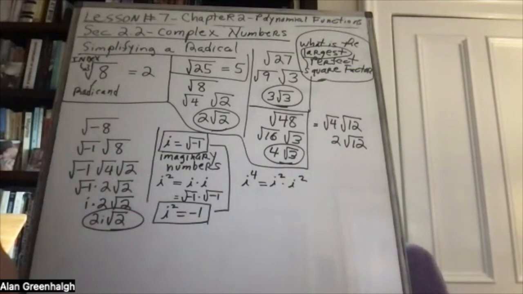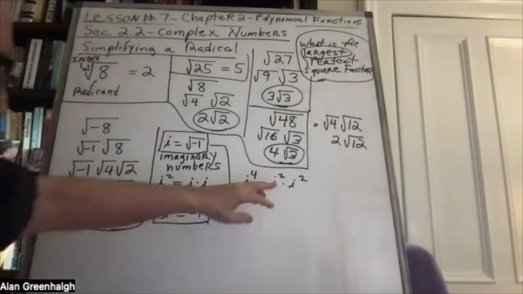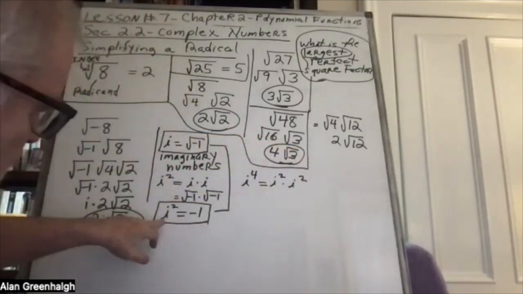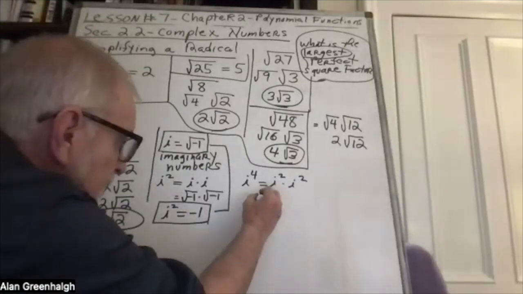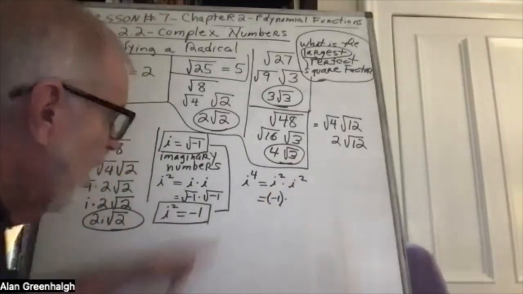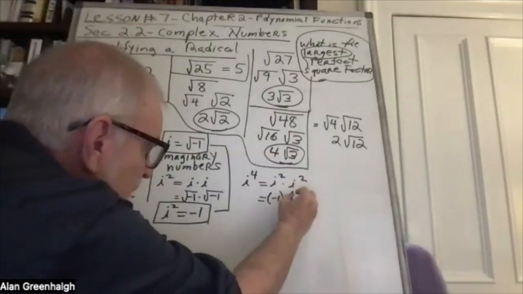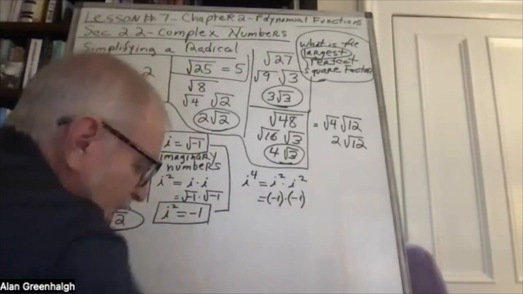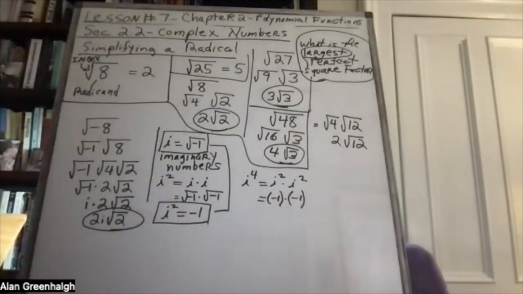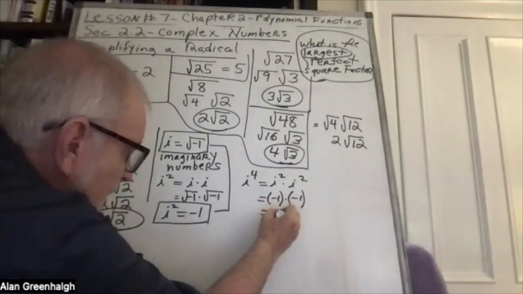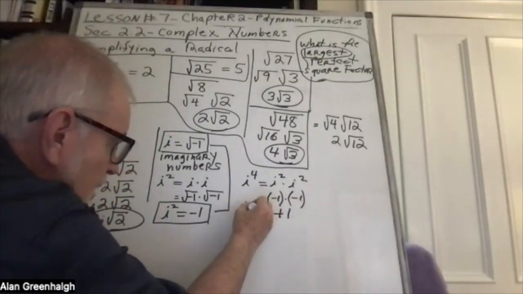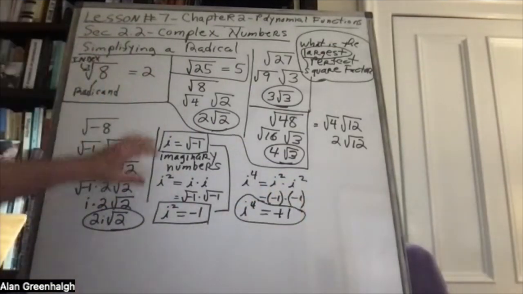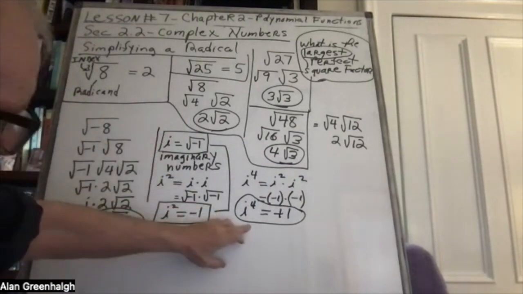We know that i to the 4th is equal to i squared times i squared, right? Because 2 plus 2 is equal to 4. We know that i squared is equal to -1. And what is -1 times -1? +1. So i to the 4th is equal to +1. These are the three things you really should know.